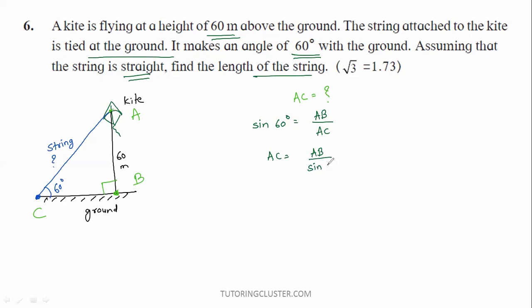AB divided by sine 60 degree. What is the AB? 60. What is sine 60 degree? Root 3 by 2. So AC is equal to 60 into 2 upon root 3. So AC is equal to 120 upon root 3. You can put 1.73 and do the calculation, or you can keep as it is, no issue. Okay, so AC is going to be 120 upon root 3.